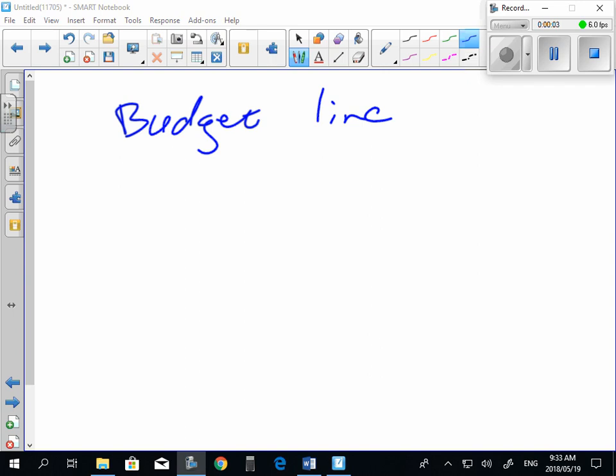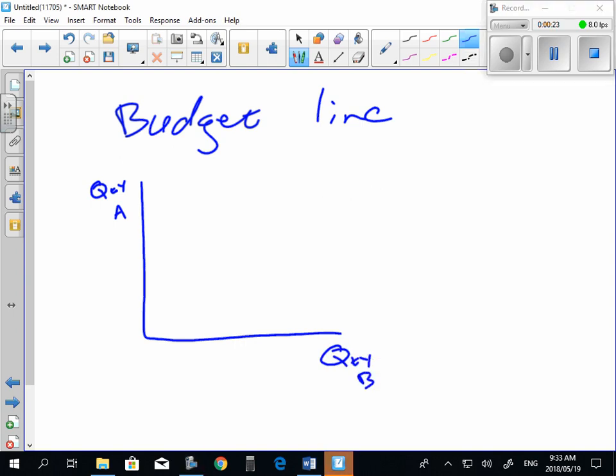All right, now to calculate your budget line, we're going to use the same set of axes that we use for our indifference curve. The set of axes for our indifference curve has the quantity of product A and the quantity of product B on your axes. So for your indifference curve, it's got the quantities. For your budget line, it's got the quantities.